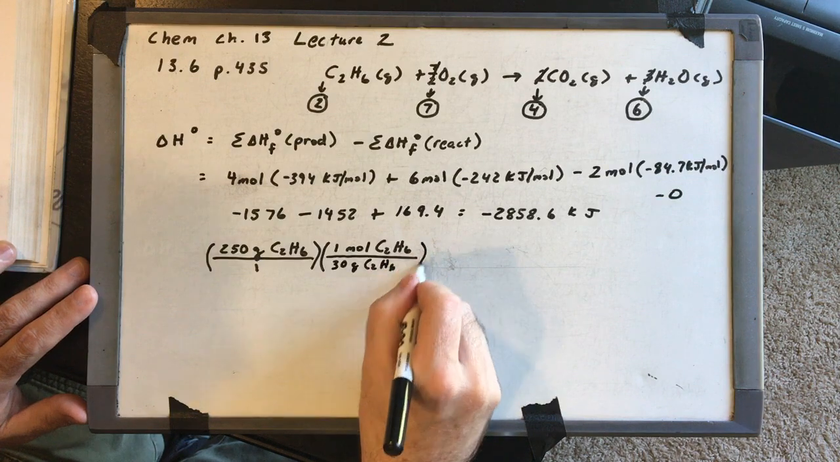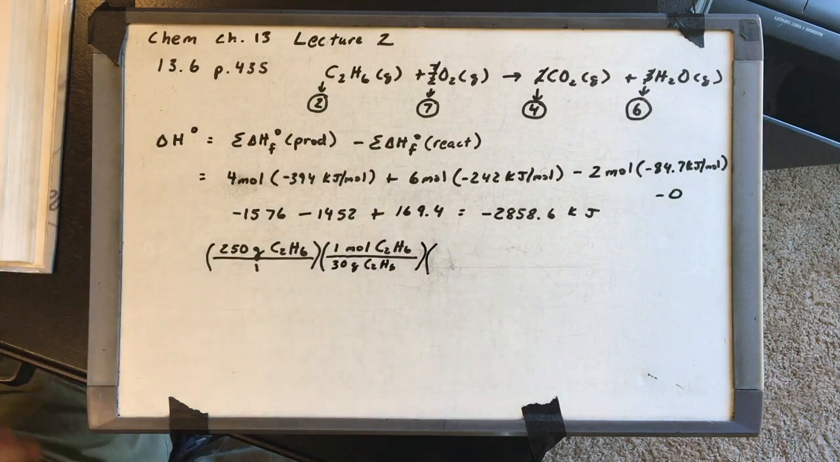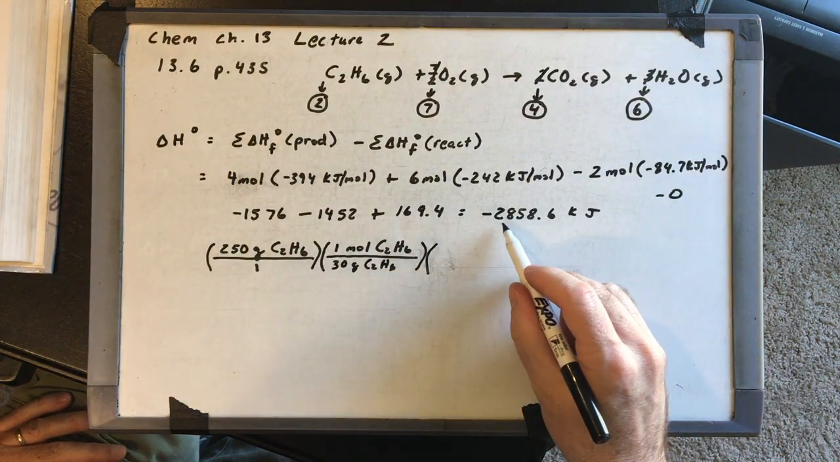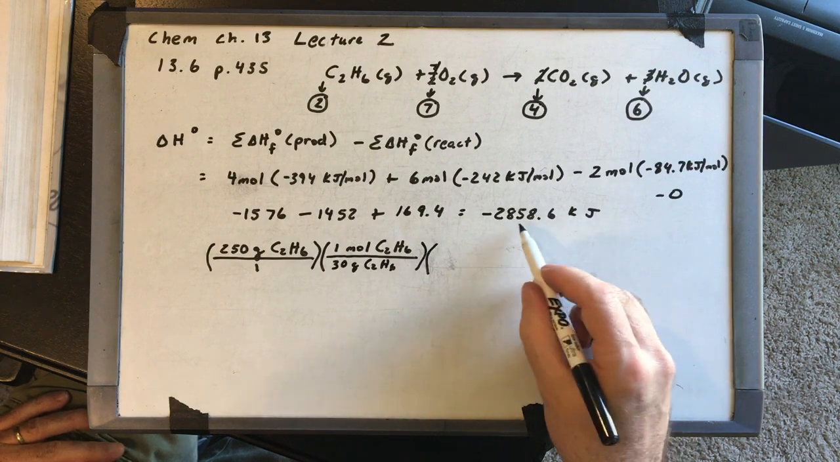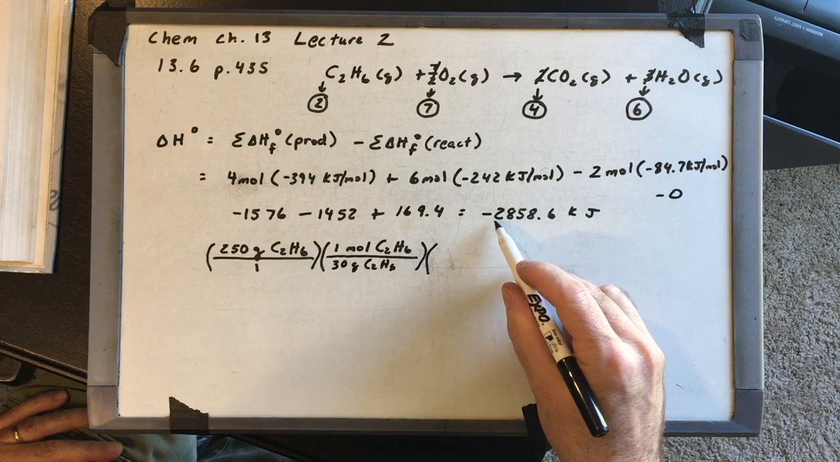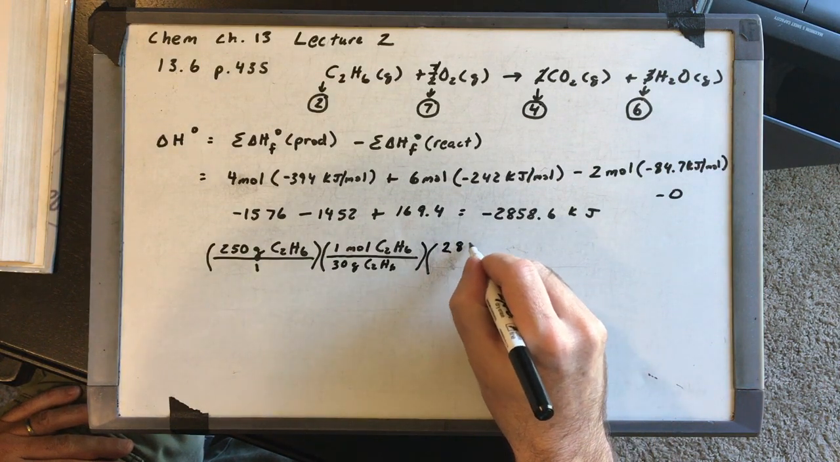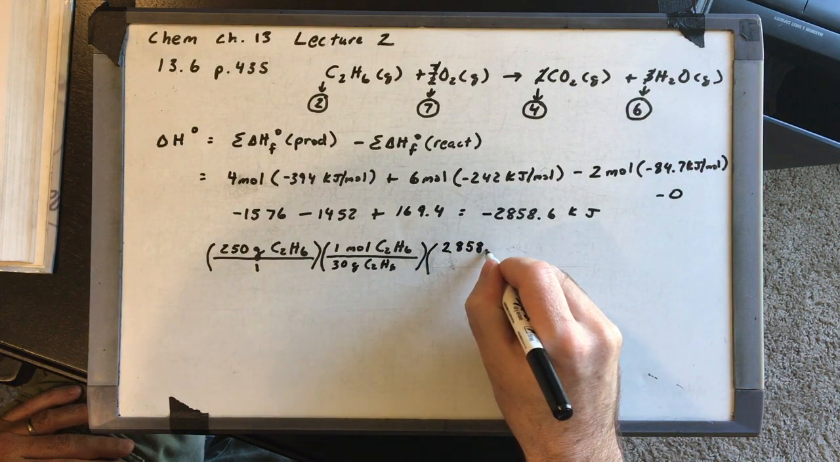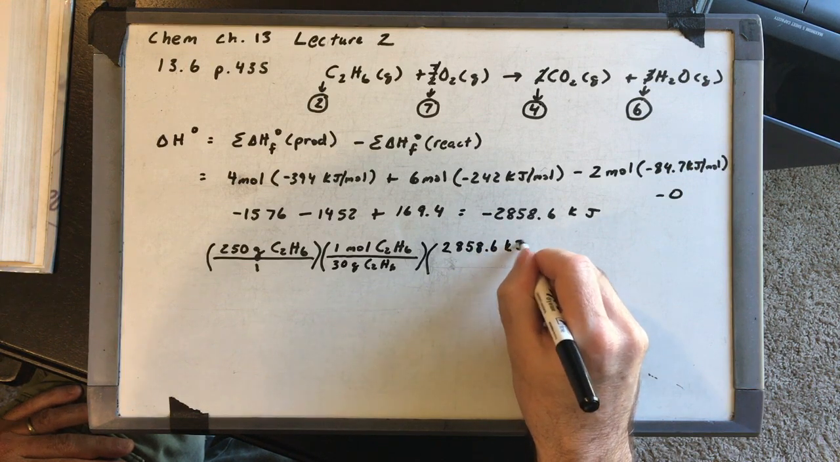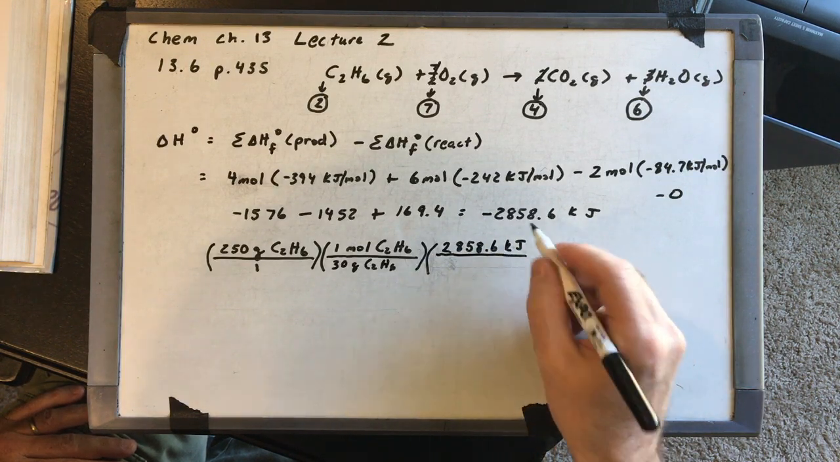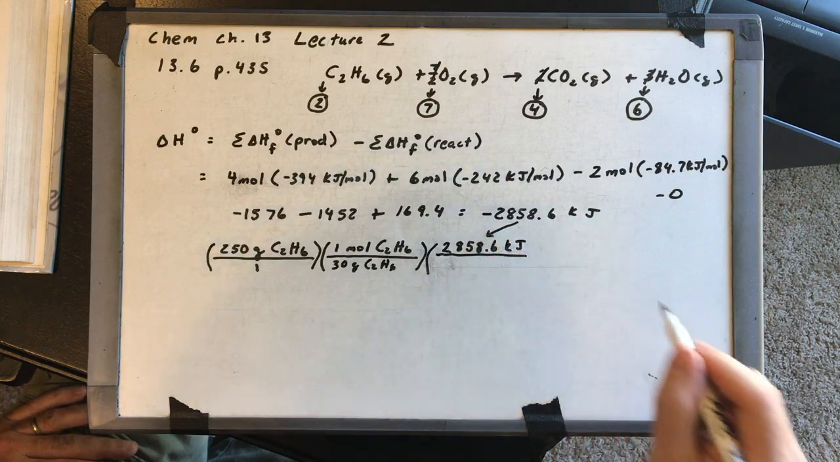And here's where the energy comes in. It's not negative, all right? We're just releasing energy. The negative tells you it's exothermic. It goes in as a product, but 2,858.6 kilojoules. Okay, so we just, again, it's not negative.